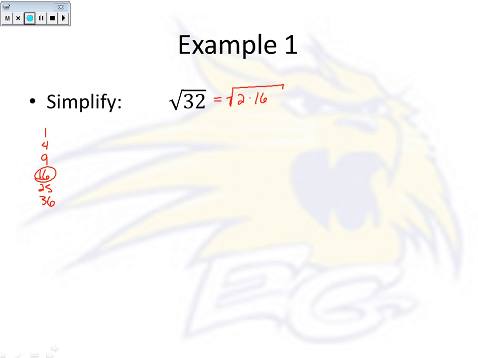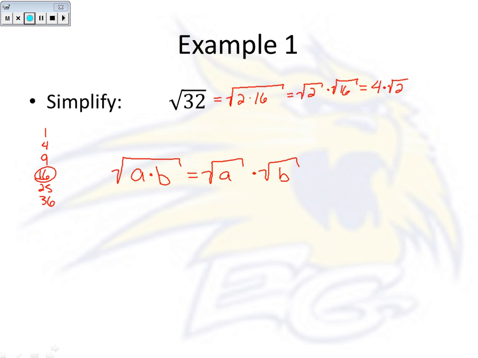Now, my multiplication property that I was referring to earlier says that whenever you have two things being multiplied together in a radicand, you can split them up like this. So the square root of 2 times 16 is the same thing as the square root of 2 times the square root of 16, and the square root of 16 is 4, so it's the same thing as 4 times the square root of 2.